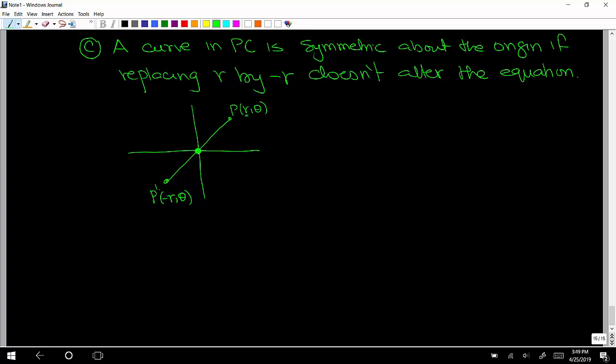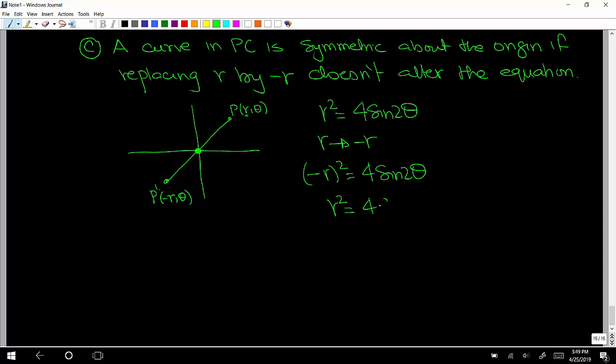Let's take a look at an example of something that's symmetric about the origin. Let's say we have r squared is equal to 4 sine of 2 theta. So what are we going to do? We're going to change r to minus r, so we get negative r squared is equal to 4 sine of 2 theta. We're not doing anything with thetas, so we get r squared is equal to 4 sine of 2 theta. You can see we're back to the original problem we started.